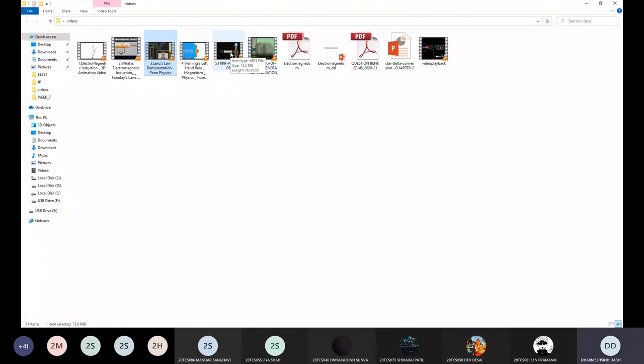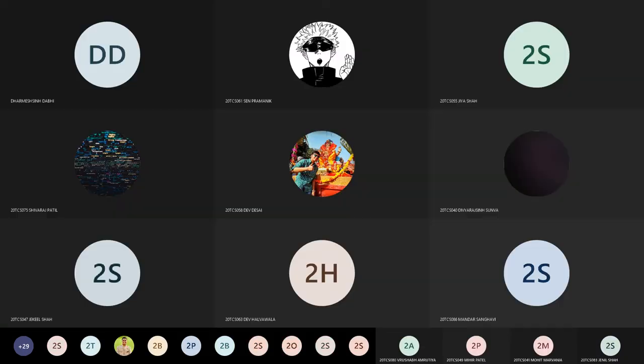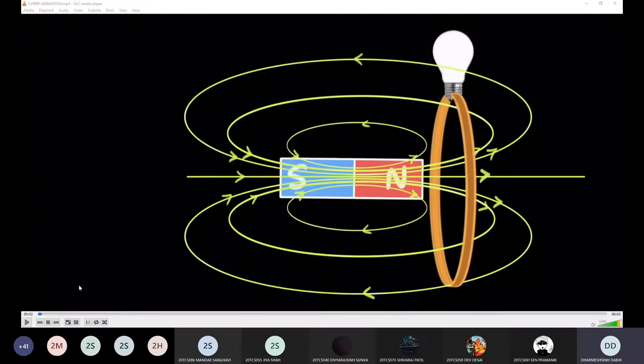Let's first see the first right hand rule. Are you able to see this, all of you? No, sir. No, sir. 1 minute. Yes. Okay, now we can see this. Okay.